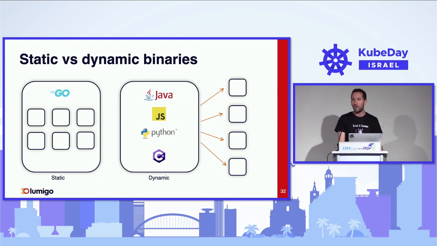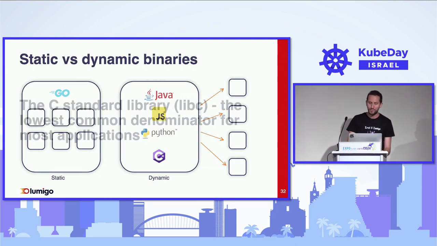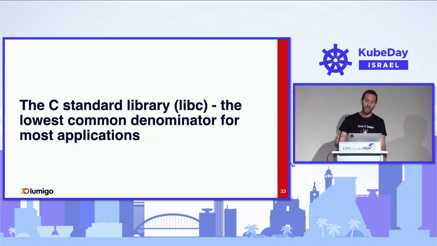Now, why do we care? Why am I telling you all this? Because, and we're getting there, there is a library called libc, the C standard library. This library was developed initially as a helper library for C applications, but very quickly it spread into virtually all operating systems, and virtually any runtime relies on it.